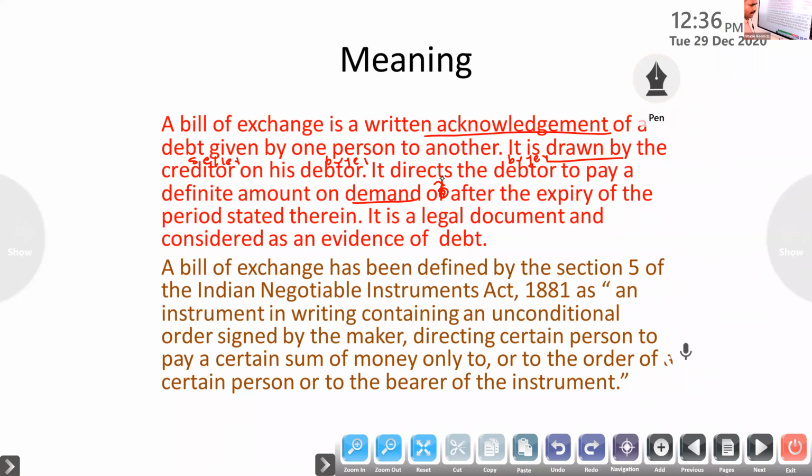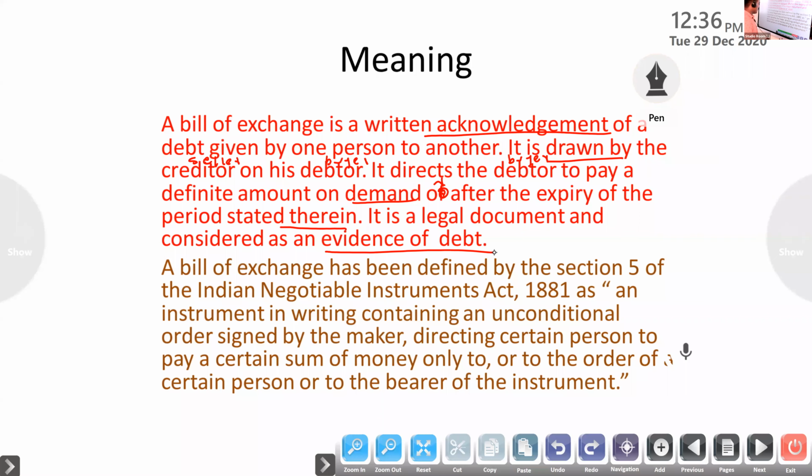Types of bill by period: bill on demand, so whenever the seller is demanding, at that time the buyer has to give the amount, or after the expiry of the period stated therein. Suppose the period of the bill is 3 months, then after 3 months. Okay, so it is a legal document and is considered as an evidence of debt. That is a bill of exchange, already we know.